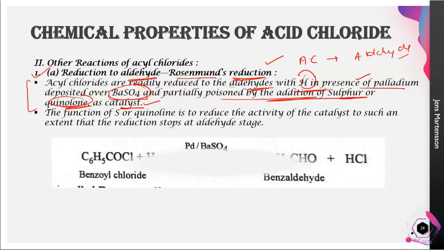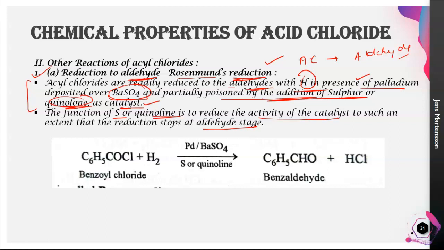You can see the reaction over here. The function of sulfur or quinoline is to reduce the activity of the catalyst to such an extent that reduction stops at the aldehyde stage, so that reduction does not proceed further after the aldehyde. This is the main function of sulfur or quinoline, to reduce the activity of the catalyst.